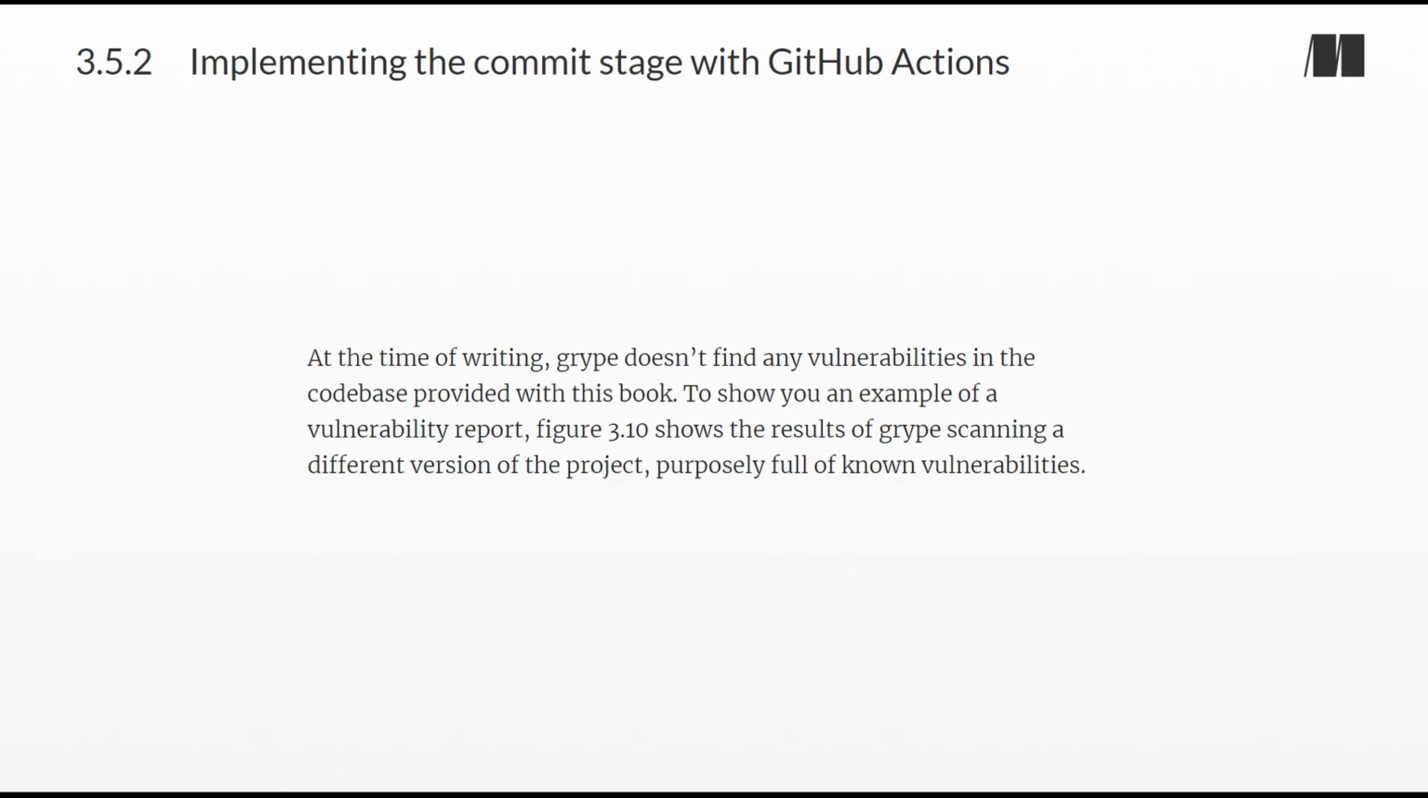Note: at the time of writing, Grype doesn't find any vulnerabilities in the codebase provided with this book. To show you an example of a vulnerability report, Figure 3.10 shows the results of Grype scanning a different version of the project, purposely full of known vulnerabilities.